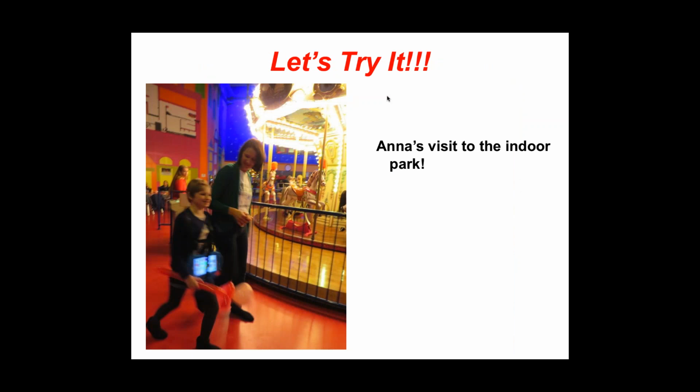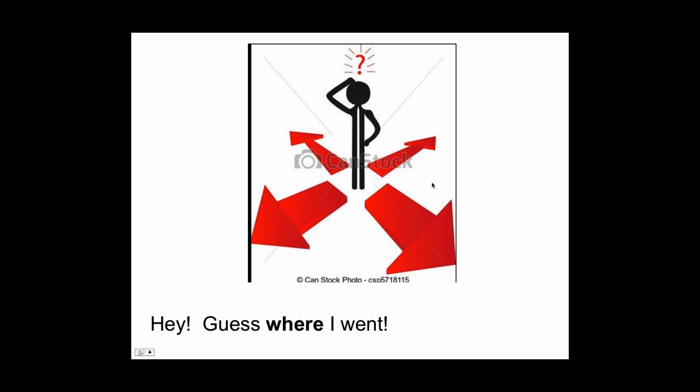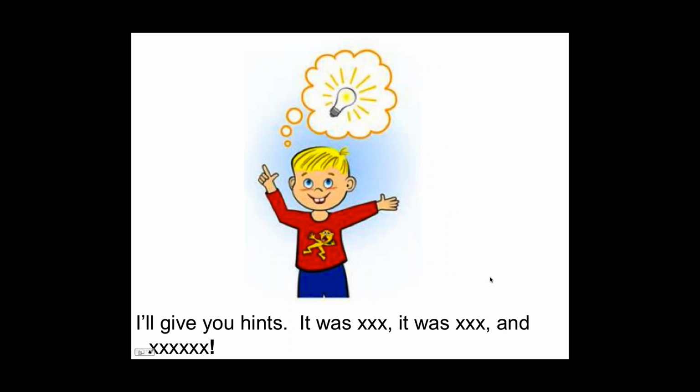So let's try it. I already gave you the teaser about Anna's visit to the indoor park, so you're going to help me write a script. So we're going to start out with a, hey, guess where I went? And so again, I just went online and got a generic where symbol. I'll give you hints. It was blank. It was blank and blank. Okay, what would be some clues? Remember, she's going to an indoor playground. So just write some words on there that would give you clues. It was blank and blank and blank. That would give us clues to indoor playground. Ready? Type.